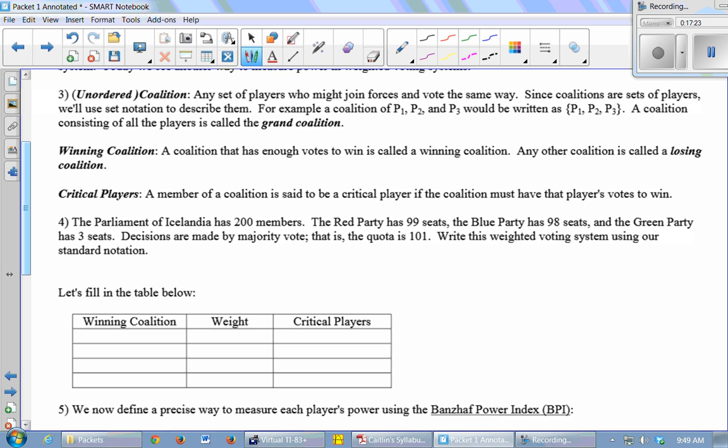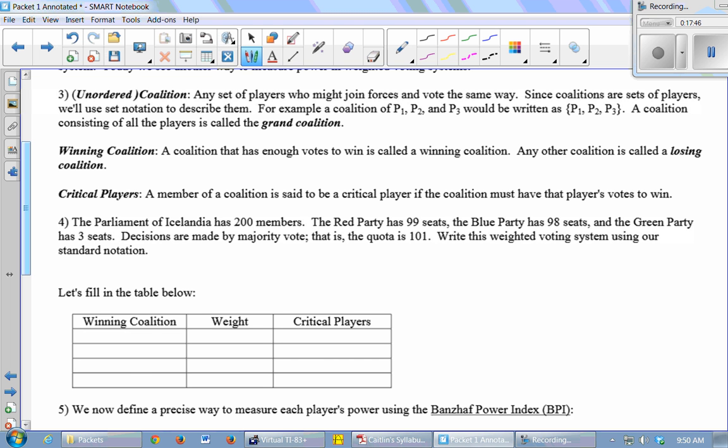So a coalition is just a team of players. Any group of players that team up and say, we're going to be a coalition. We're a team. And a winning coalition is a coalition or a team that has enough votes to win, a coalition that can meet the quota. Any other coalition is called a losing coalition.